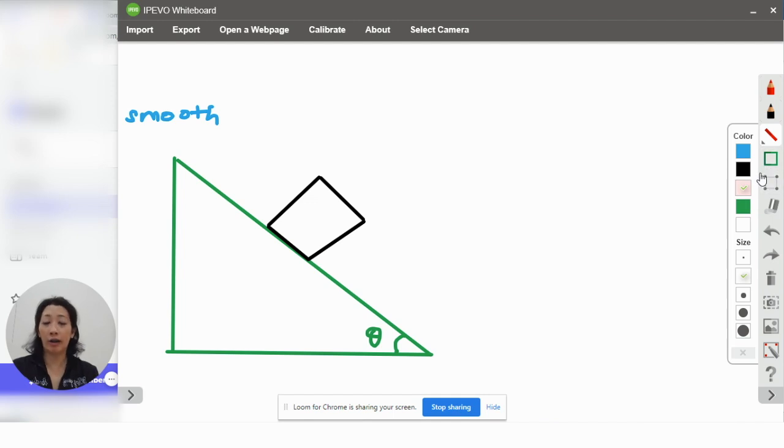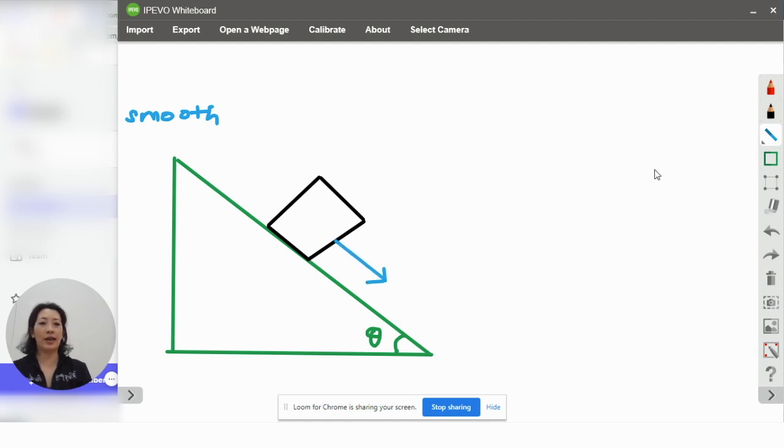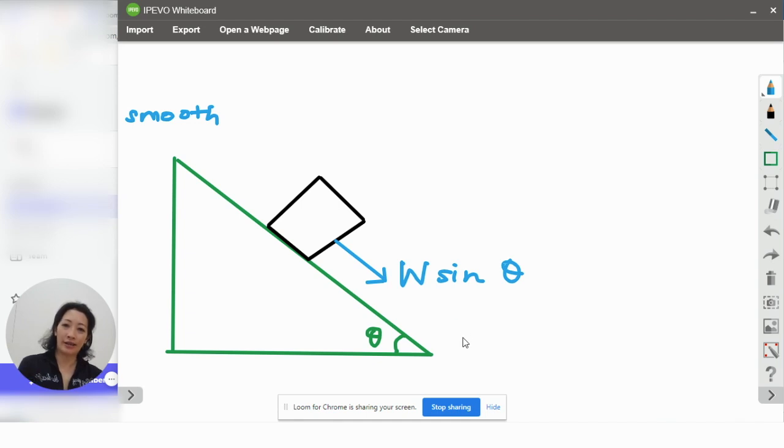So next time you see an object on an incline, how do you solve the problem? Here's a shortcut. Just take your pencil and draw an arrow in this direction downwards and label it as W sine theta. W sine theta is the value of the force making the object slide down in this direction. So if you have any forces acting in the opposite direction, for example a pulling force upwards, you just take this value of force and minus W sine theta. So that's a shortcut.